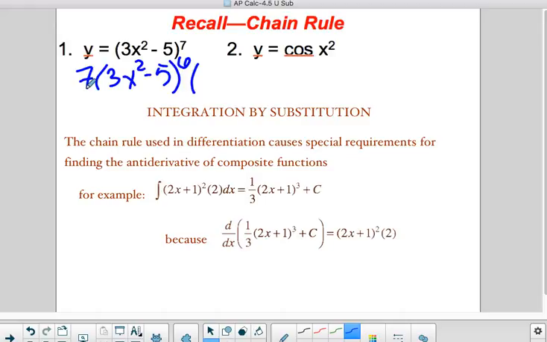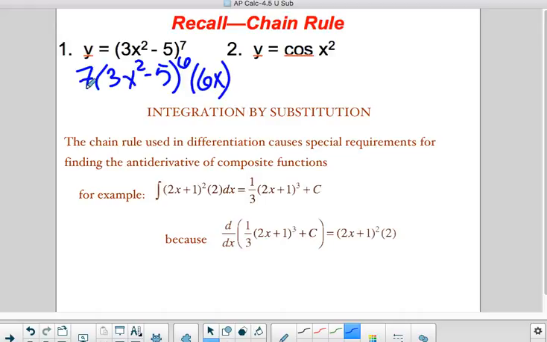I'll find the derivative. The chain rule tells us you take the derivative of the main function times what? The derivative of the inside. What is the derivative of this inner function? 6x. Simplifying it together, you could have 42x and then that parenthesis.